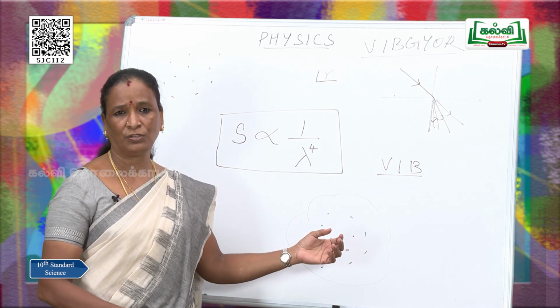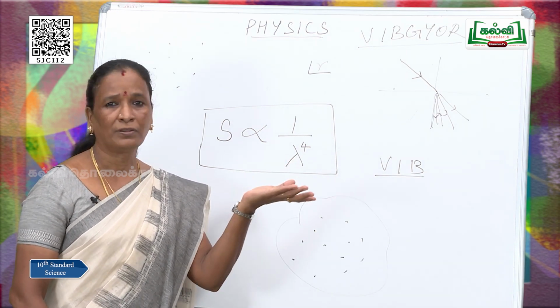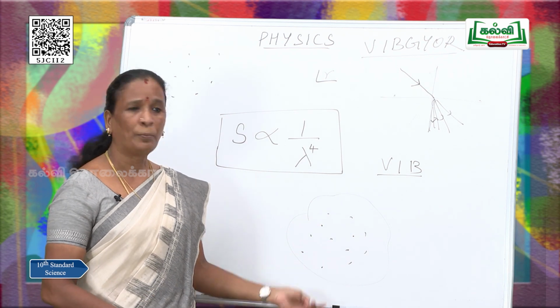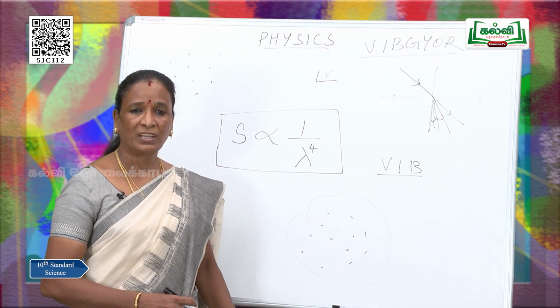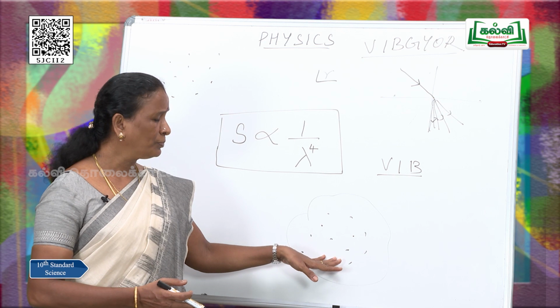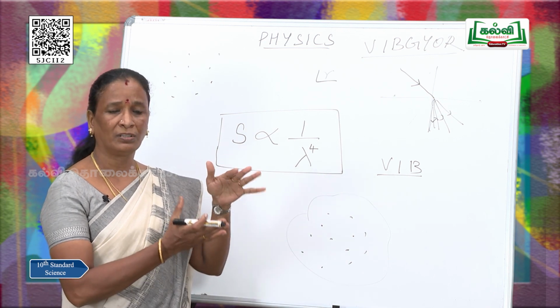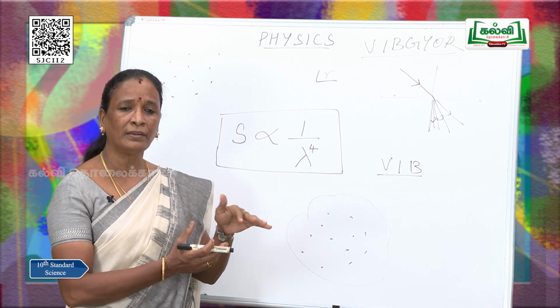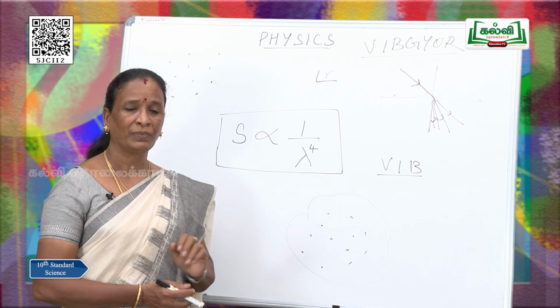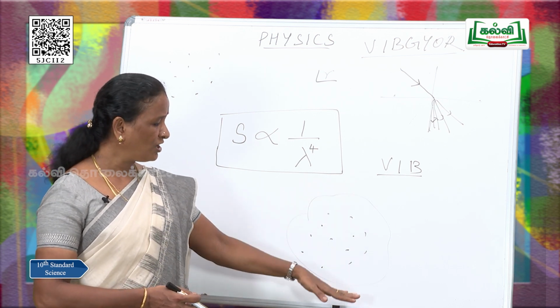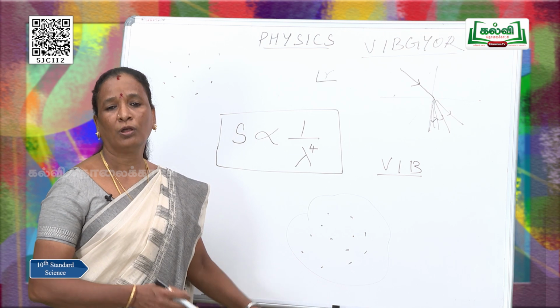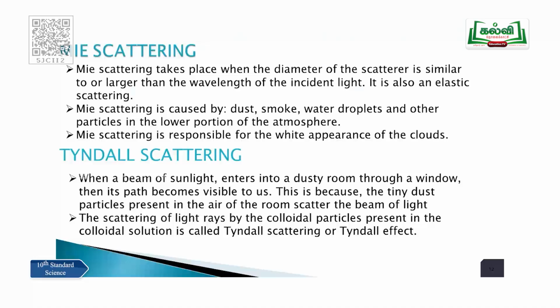Sometimes you will have some doubt. The lower part of the cloud appears grey in color, because the clouds are sometimes a thin layer in some places and a thick layer in other places. So, the light will not reach the bottom of the cloud, so it looks grey in color. The scattering of light by the colloidal particles present. Next, Mie scattering is responsible for the white appearance of the clouds.